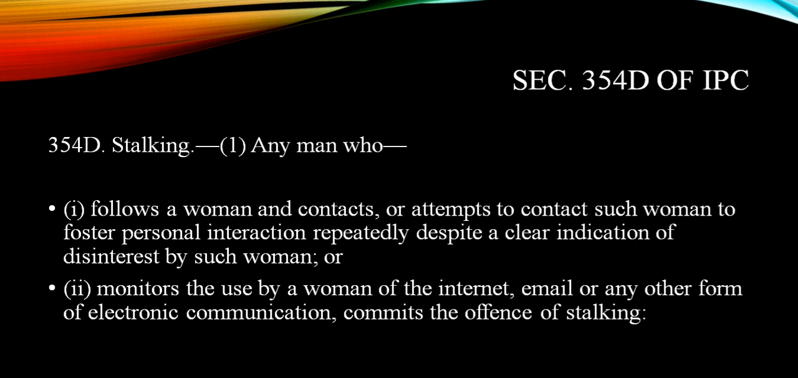If a man is coming, she's just turning around, or she's just changing her direction. Now, that is disinterest shown by gesture. So, disinterest could be shown by gesture or by words, that she's not interested in having a personal interaction. Now, if a man does so repeatedly, then it will be known as stalking. Why is the term repeatedly written? Because if that thing is done only once, then that would not amount to stalking.